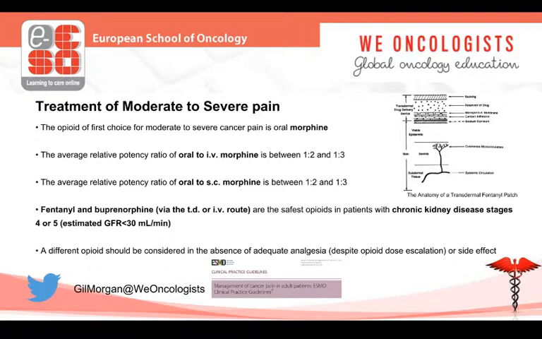Other options to morphine can be fentanyl and buprenorphine via transdermal or IV route. These are the opioids that are the safest in patients with chronic kidney disease, stages 4 or 5. Fentanyl is a type of opioid, and it can also help in controlling breakthrough pain. There are a variety of ways of delivering fentanyl, such as patches, lollipops, tablets, and nasal sprays.